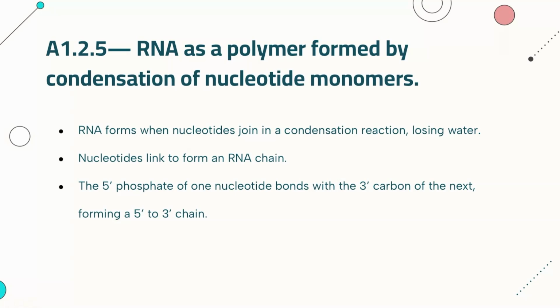Our next understanding states RNA as a polymer formed by condensation of nucleotide monomers. The RNA backbone is formed when nucleotides combine in a condensation reaction. A condensation reaction is a type of chemical reaction in which two molecules are combined to form a single molecule with the loss of a water molecule. Monomer nucleotides combine to form the polymer RNA chain. In this condensation reaction that forms RNA, the 5' phosphate group of one nucleotide forms a new covalent bond with the 3' carbon on the ribose of the next nucleotide. As a result, the chain goes from 5' to 3'.